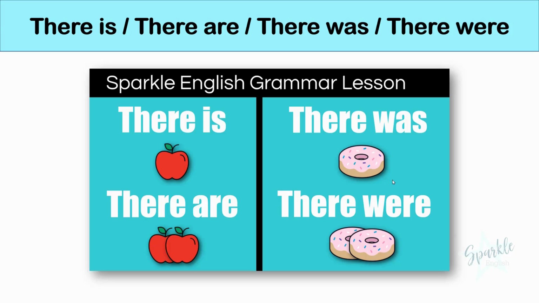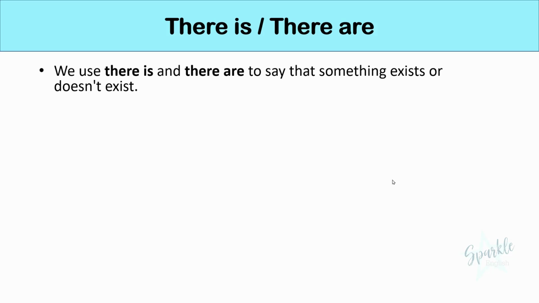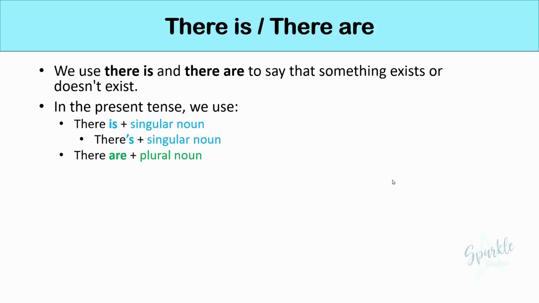In today's video, we're going to do a grammar lesson on the difference between there is, there are, there was, and there were. We use there is and there are to say that something exists or doesn't exist. And we use there is and there are in the present tense.